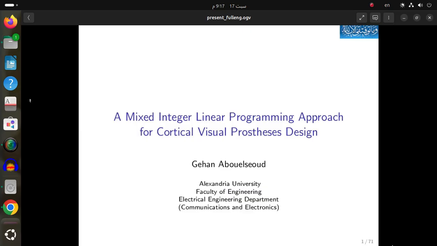Our thesis is entitled The Mixed Integer Linear Programming Approach for Designing Cortical Visual Prostheses.